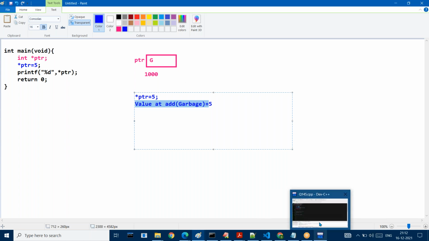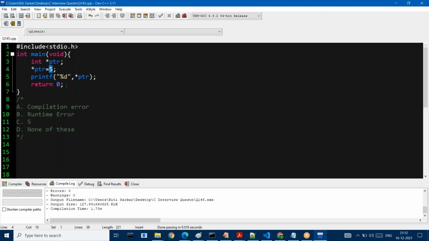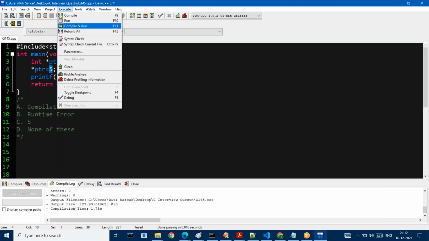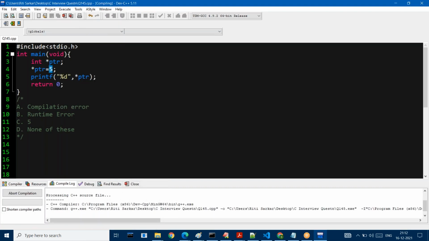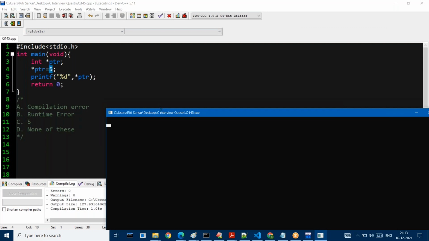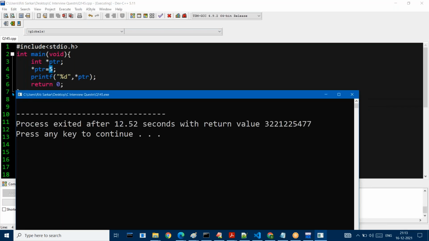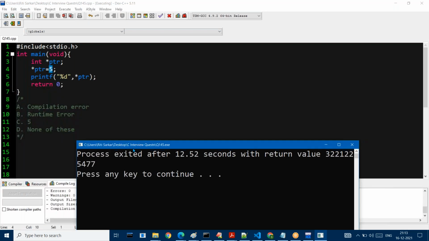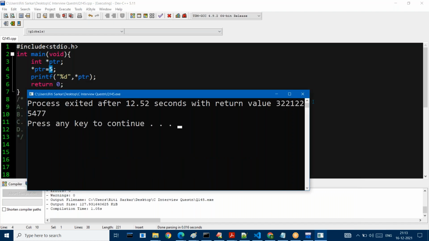So that is why in this code, which option is correct, sir? Runtime error. The problem that will come is a runtime error. At runtime, see, nothing is coming. Normally, when we compile and execute a program, it gives a message, process exited with this, immediately. Now see, it's working, it doesn't know where to work. After a few minutes it is giving that.